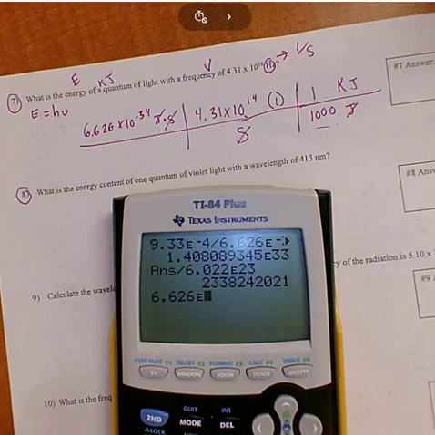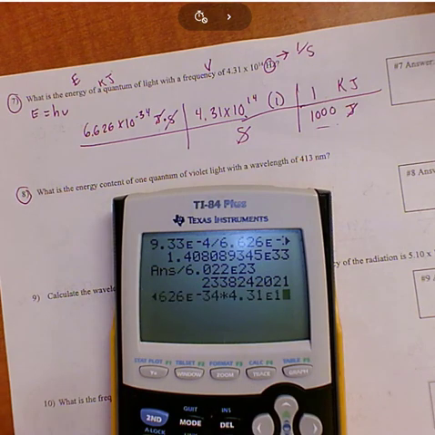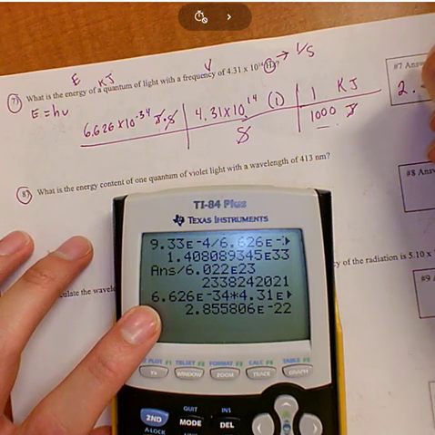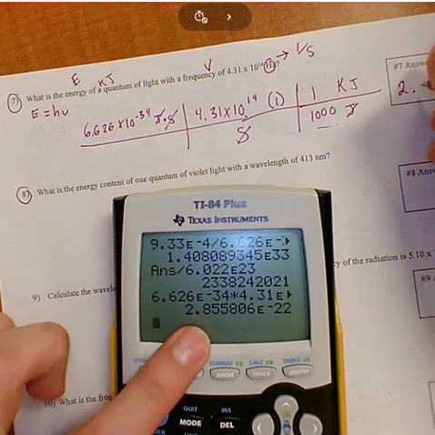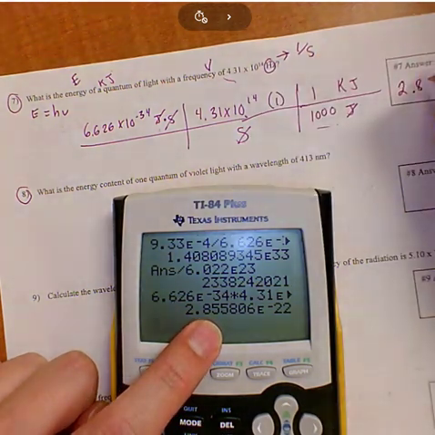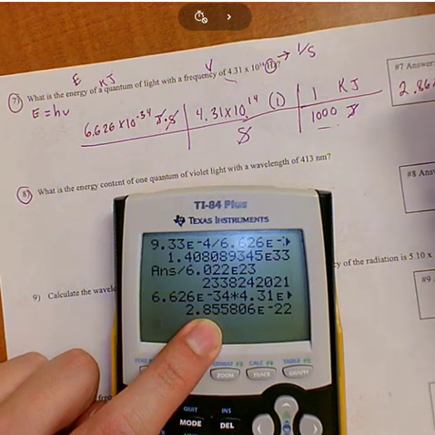Wait, which one? Oh yeah. Just give me a minute. And I get 2 point, I don't know. How many sig figs? 3 sig figs, 2.86 times 10 to the negative 22nd kilojoules.